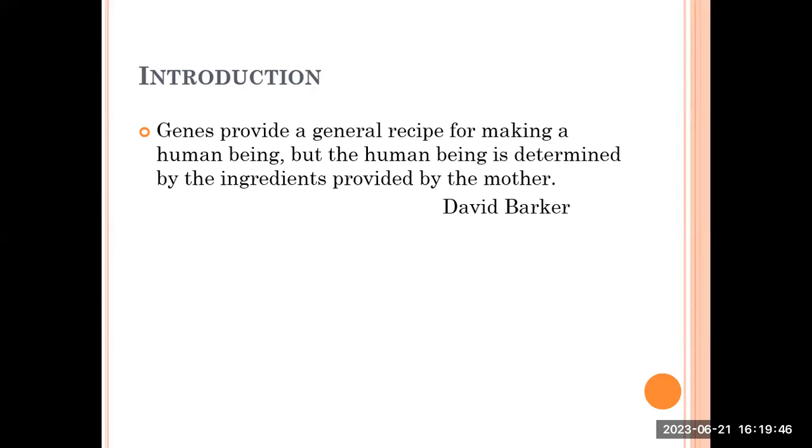Now, let me also say that the conception, that is the conceptional phase of the life cycle, that is pregnancy, is a very critical phase in the whole of the life cycle.